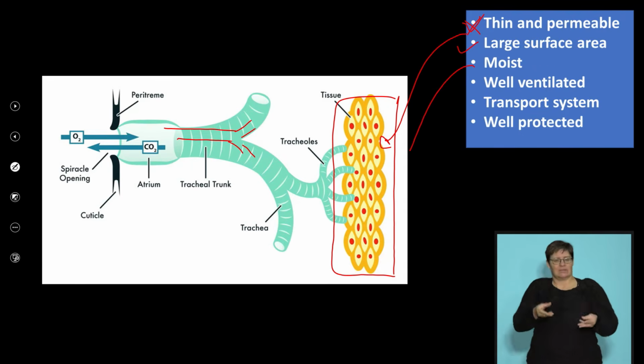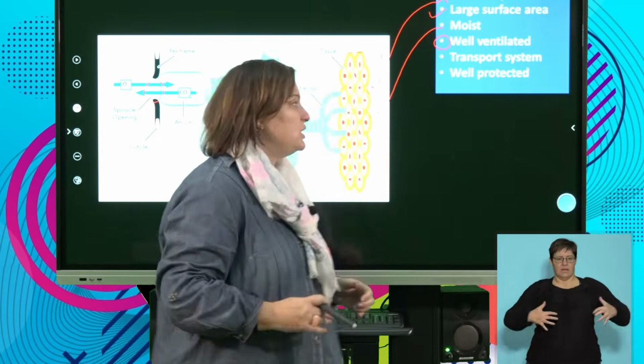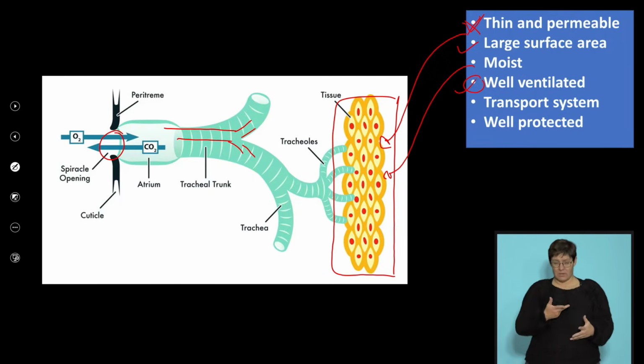The cells are moist. Yes, they're bathed in tissue fluid. Well ventilated? Yes. What do we have? We have spiracles. It uses its body. In insects, the abdomen actually moves out and in. It has slight muscles that breathe in, breathe out, breathe in, breathe out. That's the actual breathing system. So yes, it is well ventilated.